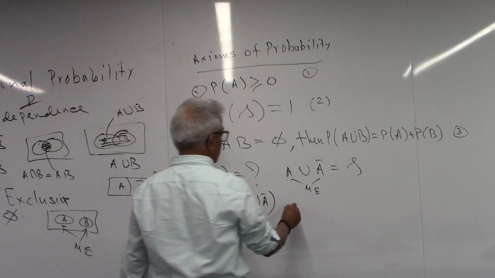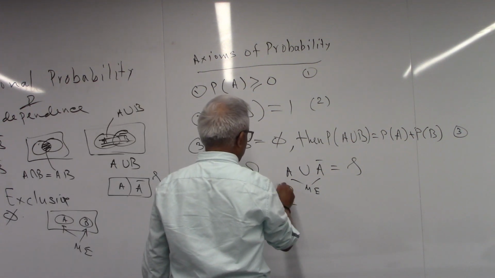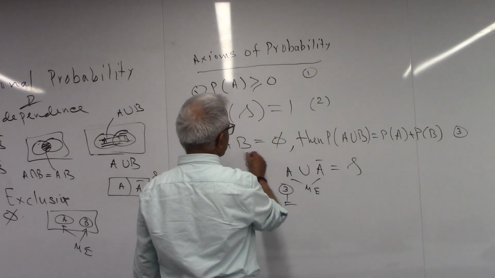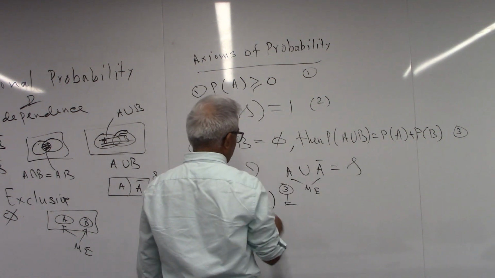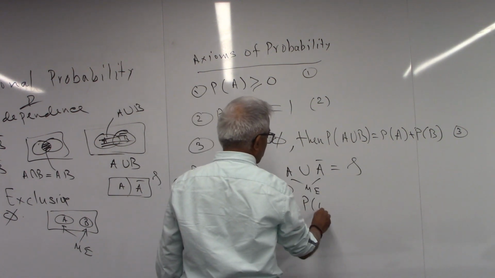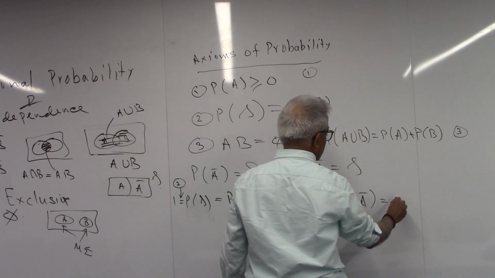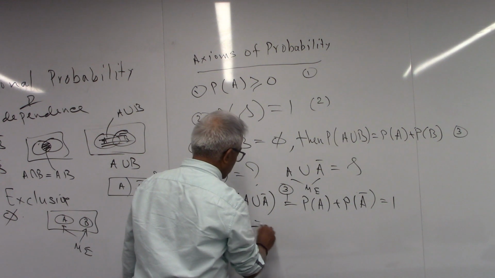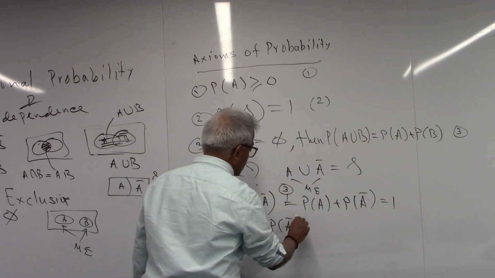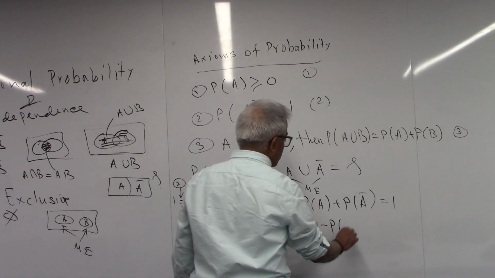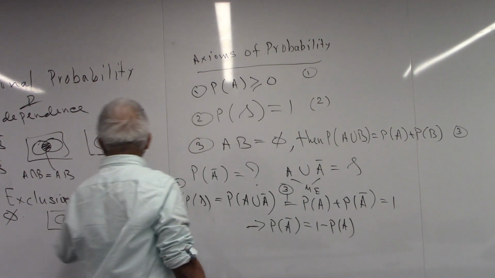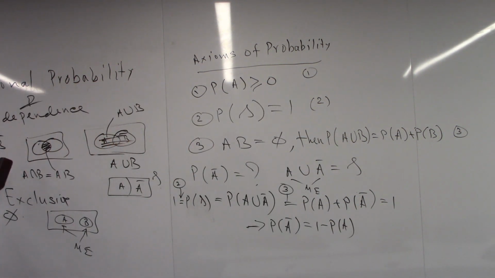But on the other hand, if you use axiom number 3 here, since A and A bar are mutually exclusive, then the probability of their union is the sum of the probabilities. So this is equal to 1. So from here, of course, you get probability of A bar is 1 minus P(A).